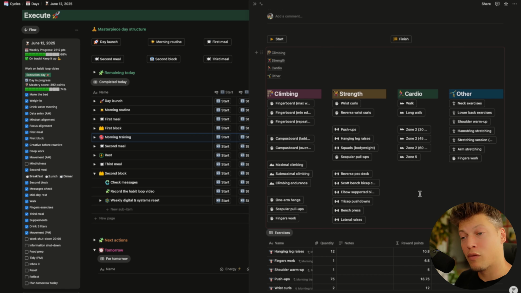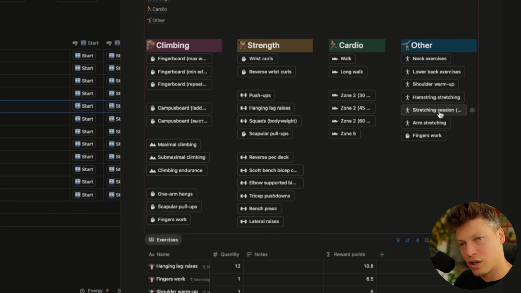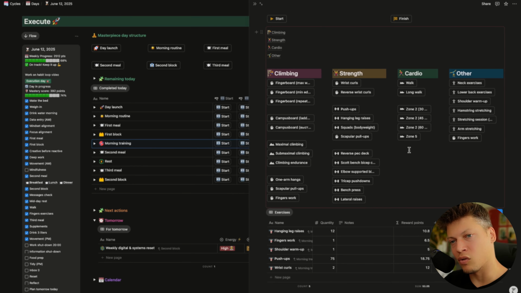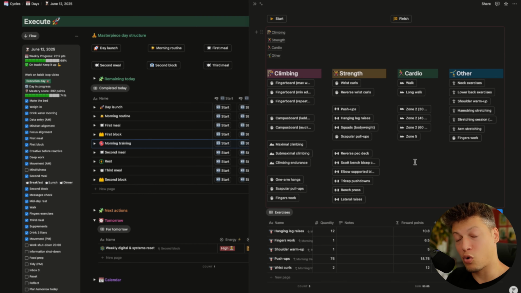You check the overall checkbox of this is my movement AM block. Did I do it or not? Yes. But then what exactly you did underneath, like maybe you did some stretching, right? Maybe you did some zone 2 cardio, or maybe you just went for a walk. And for today, that's good, right? So this way you're not only building routines, you're training your system to think the way you do. Your system should incorporate that decision-making process. That will really drive compliance and consistency.